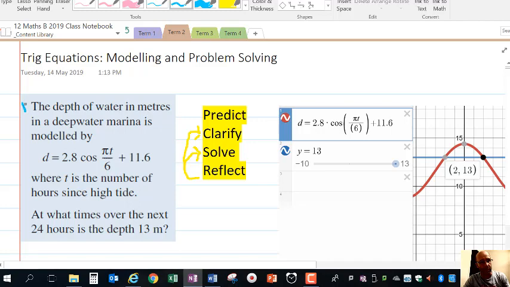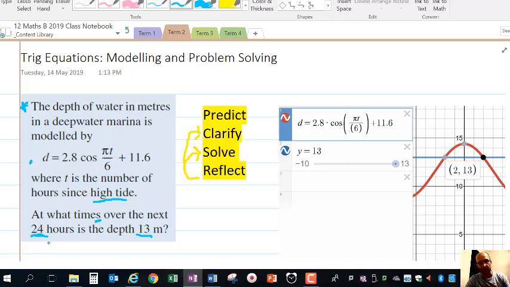We've got a common sort of scenario for these sort of equations. We've got water depth. So water depth in meters in a marina is modeled by a given function there. How convenient. But anyway, T is the number of hours since high tide. So high tide is our reference time. So T is the amount of time since high tide. So we've got the question: at what times, plural, over the next 24 hours is the depth 13 meters? So we have an implied domain, well, very implied. The domain is going to be between 0 and 24 hours.